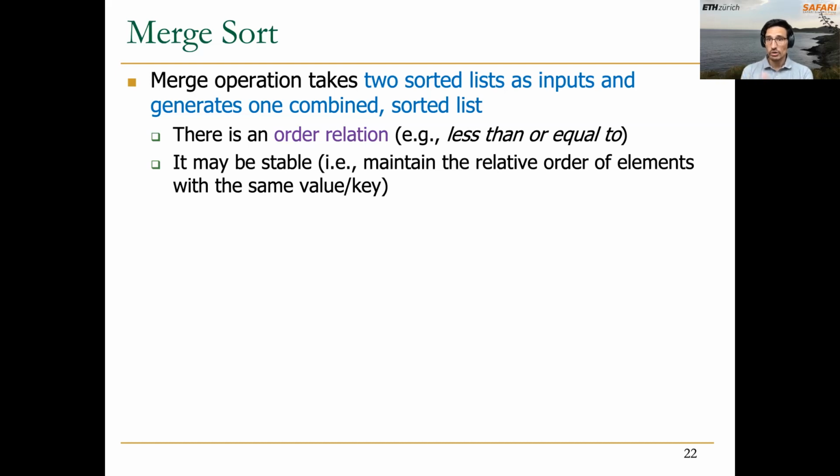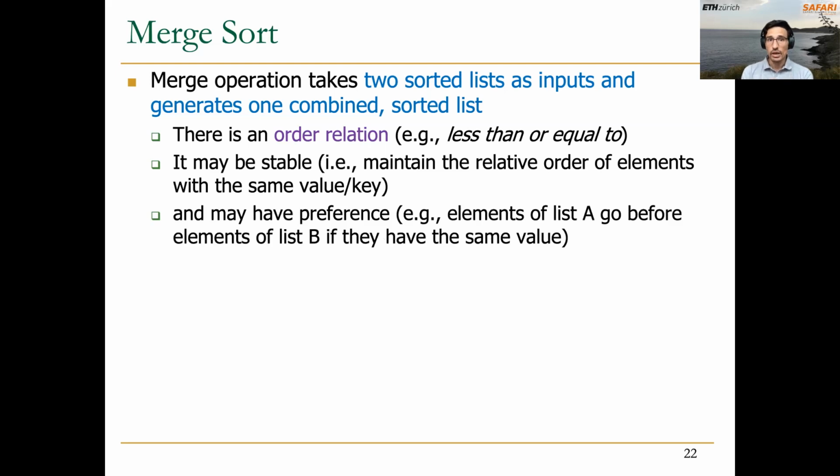Observe as well that we are talking about lists. In the examples that we will cover in this lecture, we will only talk about lists with simple elements, just one value. However, this list can also contain tuples of elements, each tuple with different values, and one of them being the key. In the end, we are going to focus today on how we sort the input arrays based on this key. And there might be also one preference. For example, the elements of list A go before the elements of list B when they have the same value. We are going to make this assumption as well in our examples.